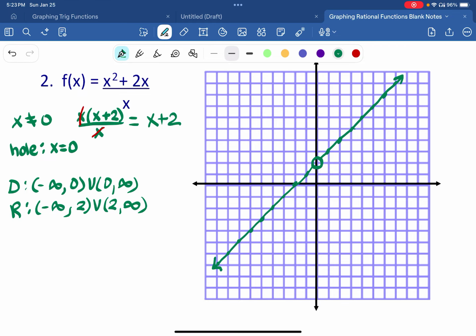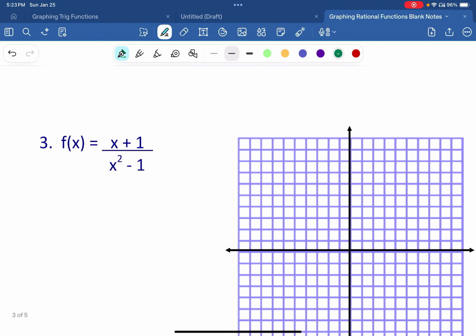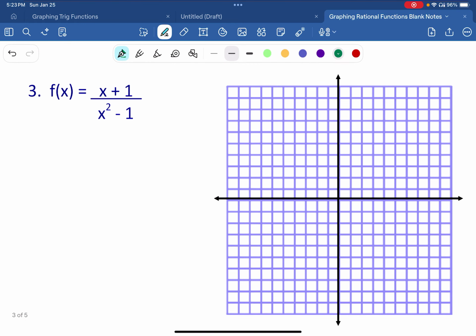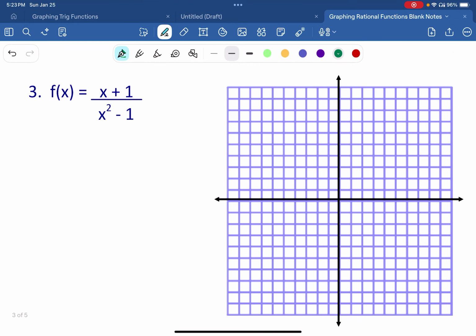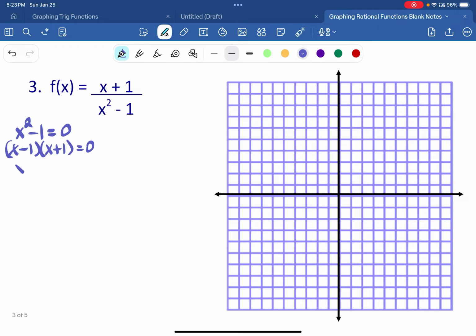Okay, so let's look at another example. All right, so here's example 3. In this case, let's start with the domain. So we're going to take that denominator and set it equal to 0. Now, you notice that this factors. It's the difference of two squares, so it factors into x minus 1 and x plus 1. So there's two places where this denominator equals 0. So it equals 0 at x equals 1 and x equals negative 1.